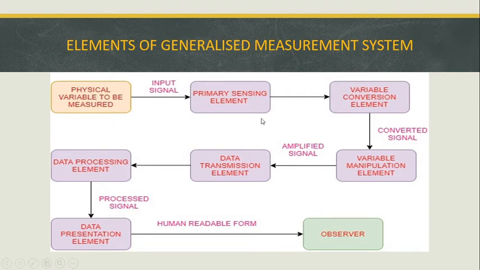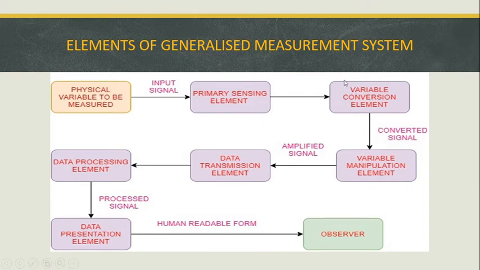This primary sensing element receives the input signal from the measuring element, or the variable which we are going to measure, and converts it into the required form. The required form may be mechanical energy or electrical energy or any other form. It converts the input signal into a variable signal.